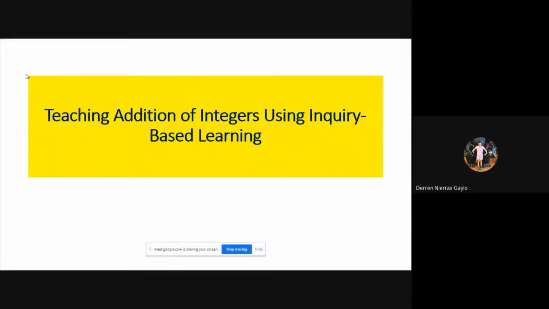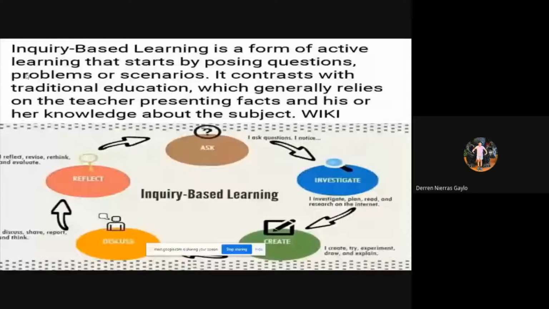But before that, let's talk about inquiry-based learning first so that we can have the context on how to place it in our lessons. Inquiry-based learning is a form of active learning that starts by posing questions, problems, or scenarios. It contrasts with traditional education, which generally relies on the teacher presenting the facts and his or her knowledge about the subject matter.